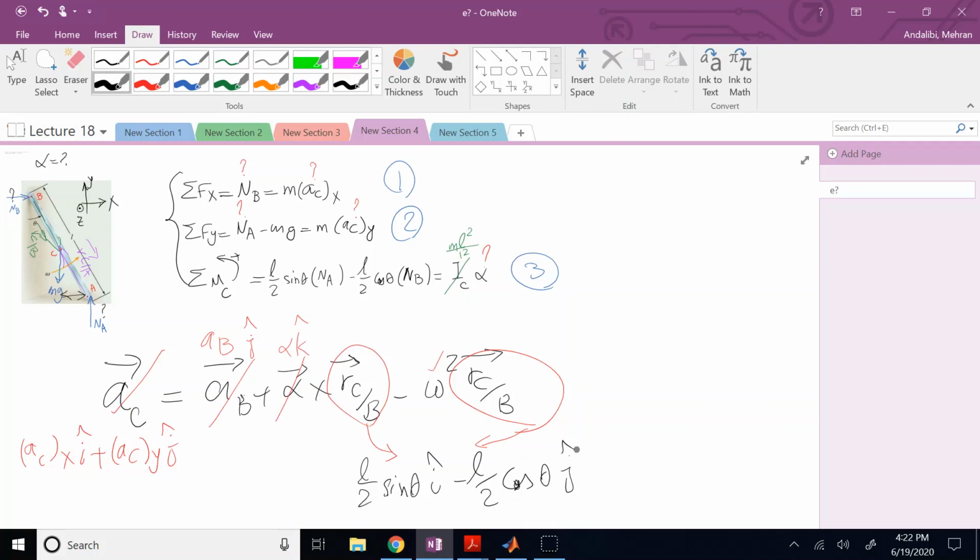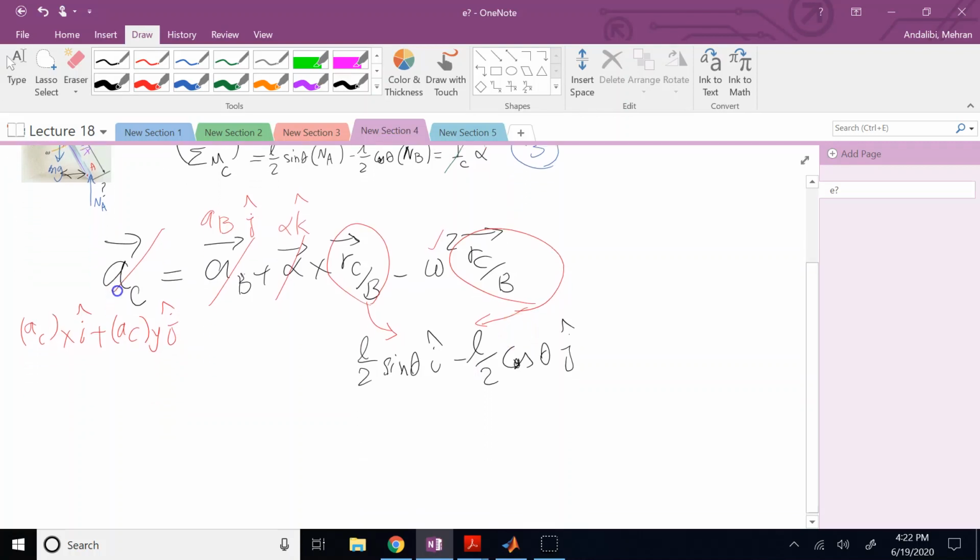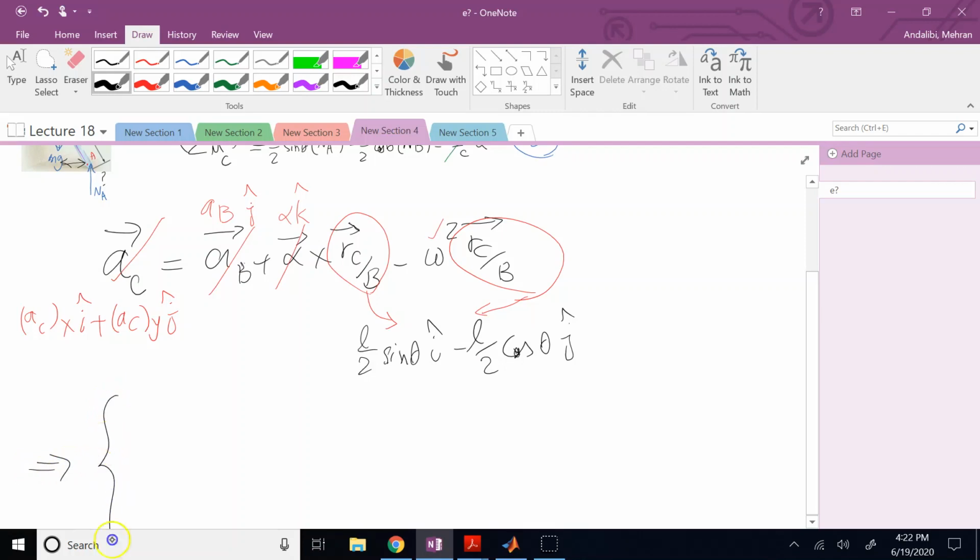Then what I can do is carry out this cross product, which is K cross I and K cross J, multiply this constant by A and J, and now if you look, I have an equality. Two vectors are equal, so I say the I's are equal, and then the J's are equal. And if I do so, I get two equations. For I, I would get ACX on the left is equal to, on the right you have K cross J, which is negative I, but you have another negative, so you would get positive L over 2 alpha cosine theta, and then minus L over 2 omega squared sine theta.